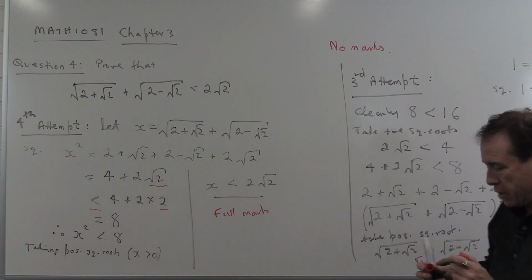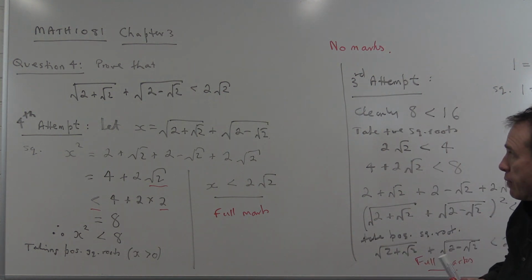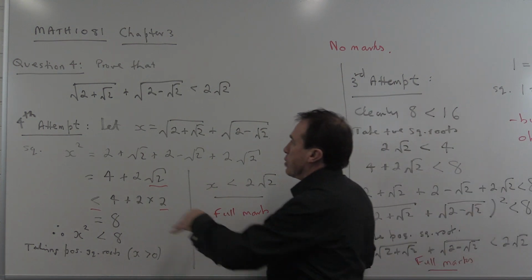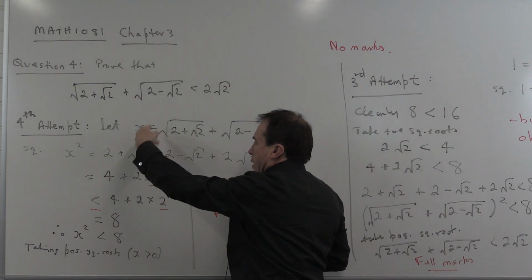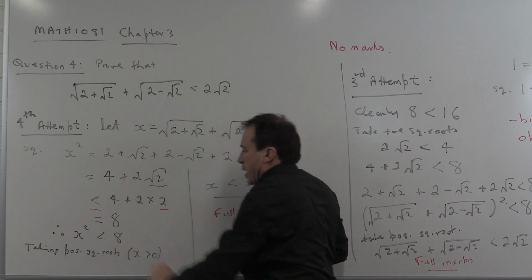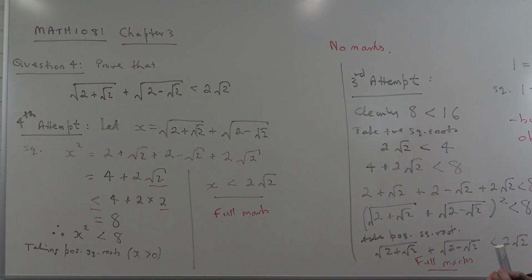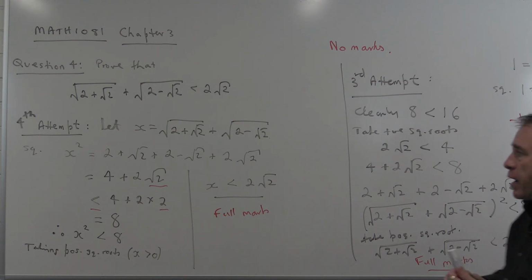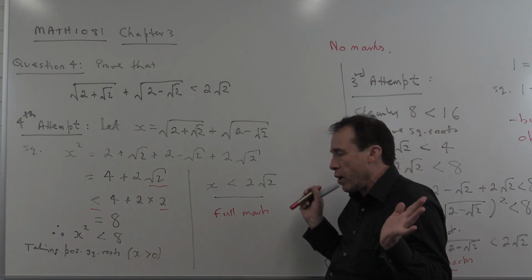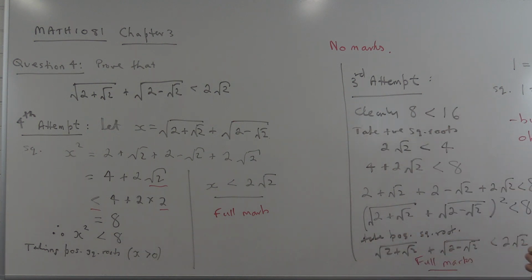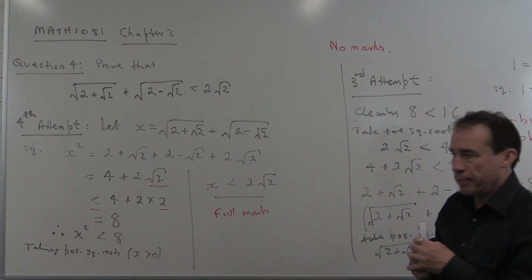I've said everything that needs to be said, and I've given a proof of it. And it's much more clear, it's much more straightforward. You start with this side, call it x, do some work and establish that x squared is less than 8, and there's the result. So that's my 4th attempt. And so far that's the best attempt. The first 2, well, they were worth nothing anyway. And my 3rd attempt, although correct, was very obscure.